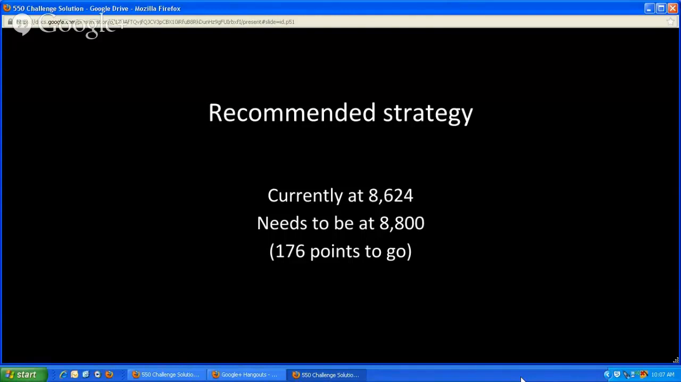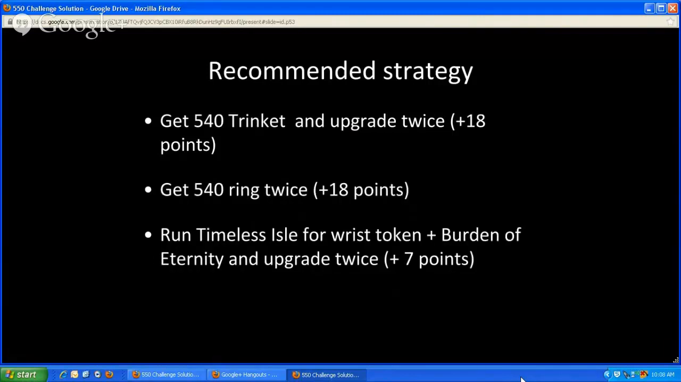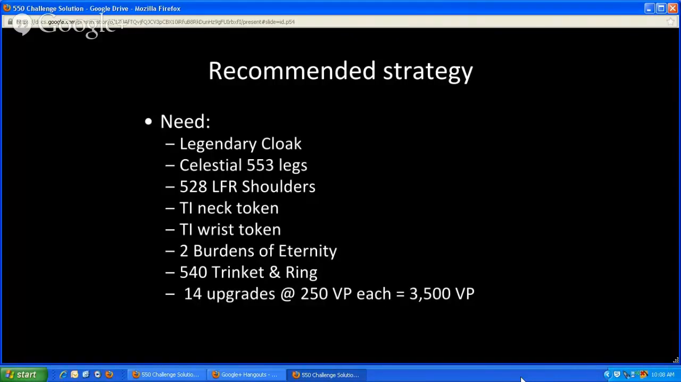And so basically the strategy for that, again, was to get the cloak, run Celestials to get the legs and upgrade them twice, run LFR for some 528 shoulders, run Timeless Isles to get a neck token and a Burden of Eternity. Get a 540 trinket, get a 540 ring, actually two 540 rings, and run Timeless Isles for tokens again to get another Burden of Eternity to push that up higher. So obviously with the lower number, there's a little bit more needed there.